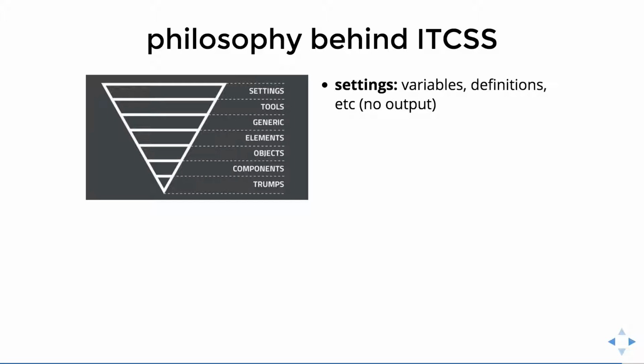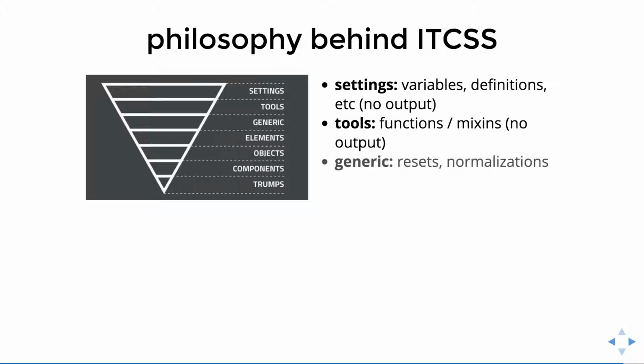Settings should be like your variables, your definitions, etc. Really, really low-level stuff. They should output no CSS, okay? Your tools, they're very similar to the settings. These are functions and mixins, depending on what language you're in, that kind of thing. Either way, both of these things, they do not output CSS, right?